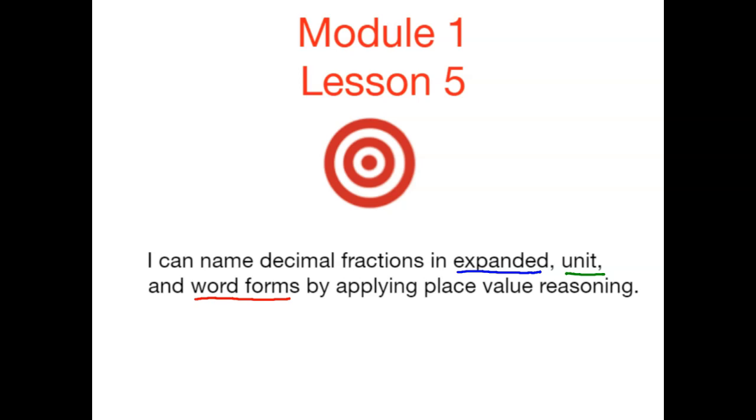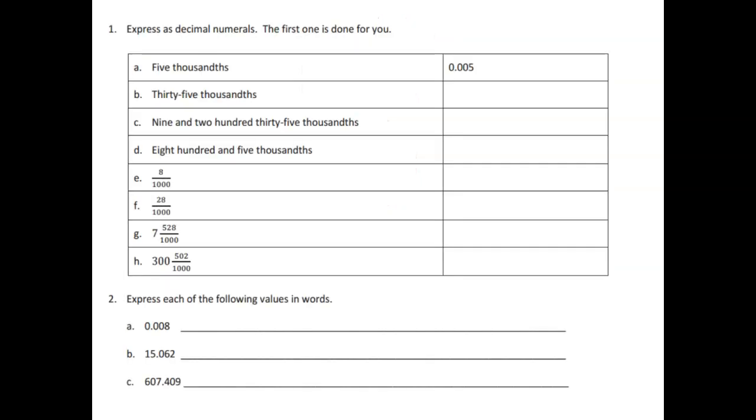As promised, here is a video for Module 1, Lesson 5, a follow-up video for the homework. So our objective today is I can name decimal fractions in expanded, unit, and word form by applying place value reasoning. So we're just going to be doing all three of those forms by applying what we already know about place value. So let's take a look here.